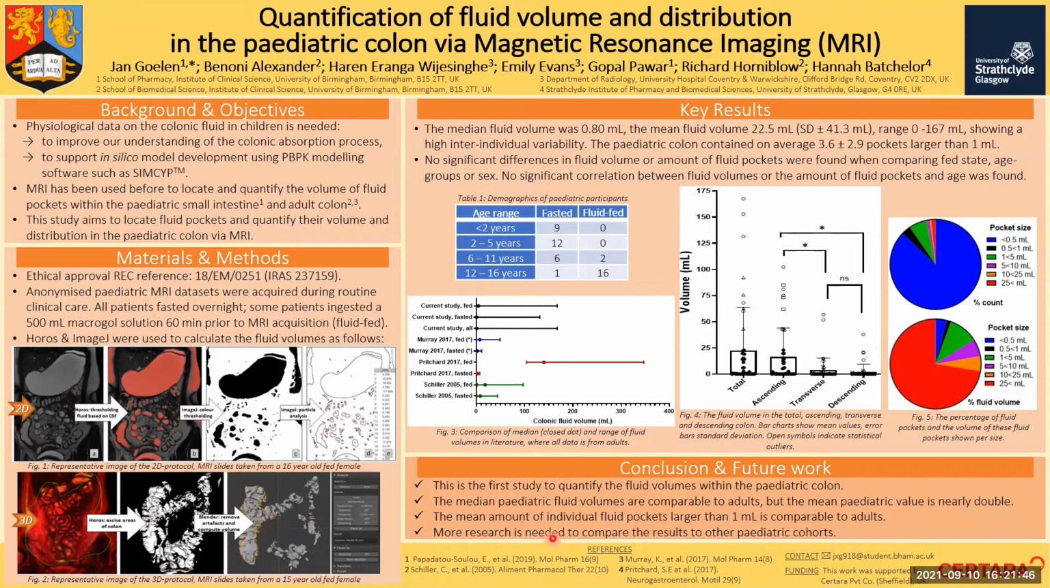To conclude, this is the first study to quantify the fluid volumes within the paediatric colon. The median volumes are comparable, but the mean volume is nearly double. And then again, the proportion of individual pocket volumes larger than 1 ml is comparable to adults. We also need more research to compare this to other paediatric populations, and we would like to integrate this into in vitro models or PBPK models to see if we can improve current predictions for colonic absorption in children.